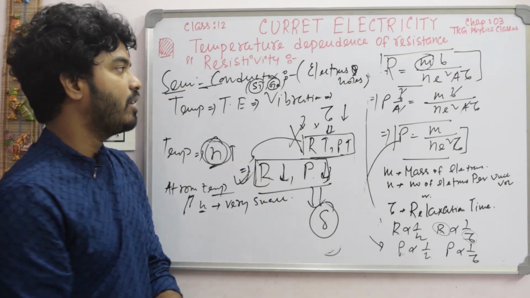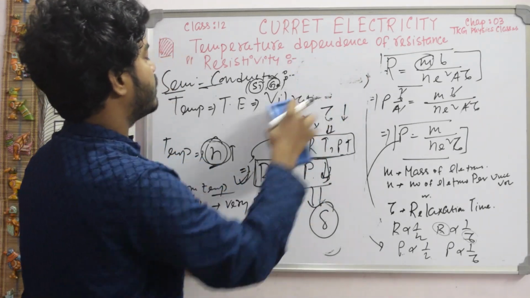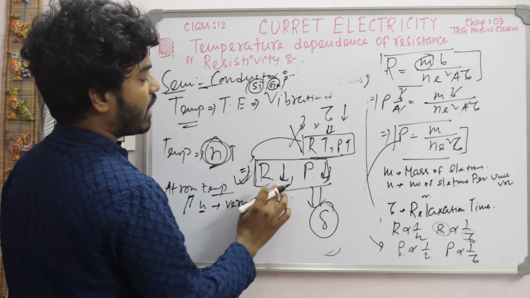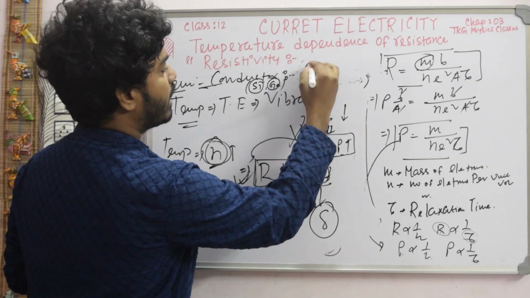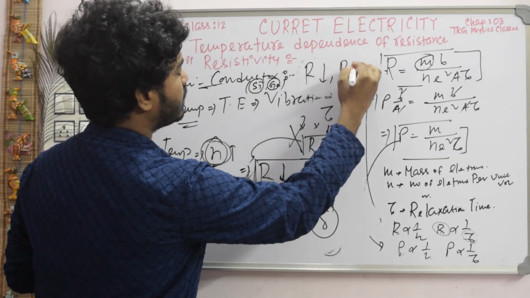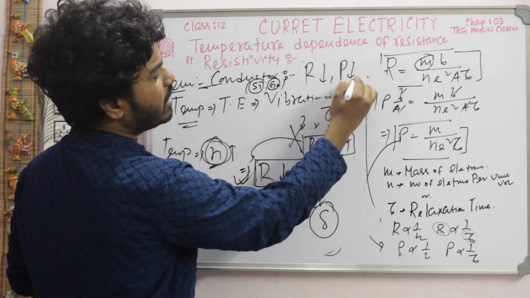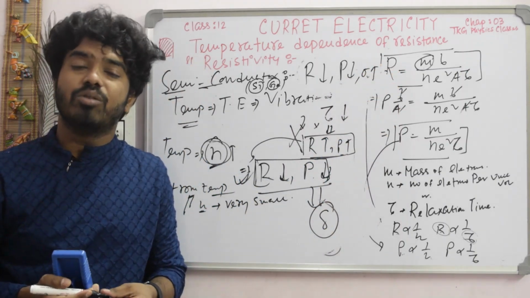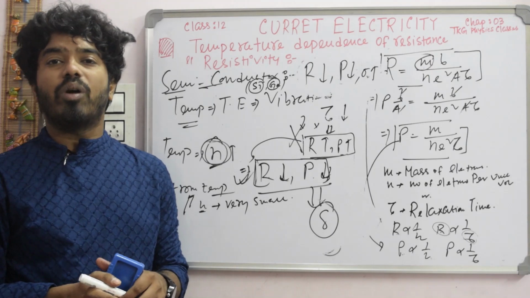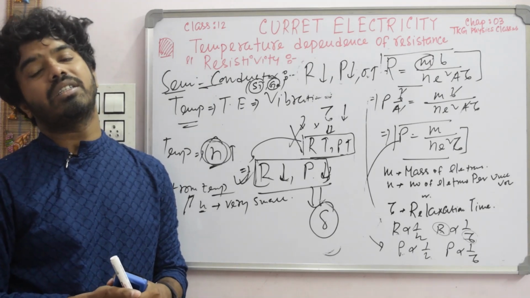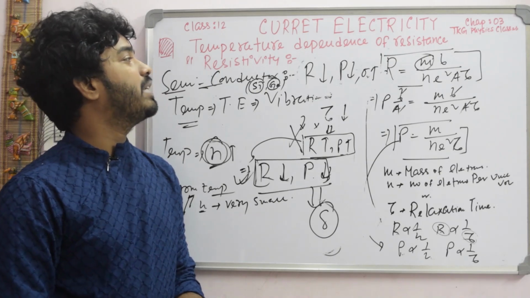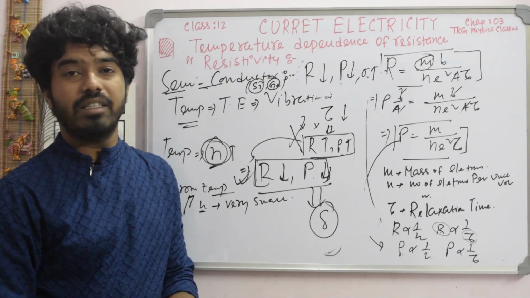So we can say that overall, with the increase in temperature, in the case of a semiconductor, R and rho decrease. When rho decreases, obviously sigma, that is conductivity, increases. So in a semiconductor, conductivity depends upon the temperature. So this is the temperature dependence of resistance and resistivity.